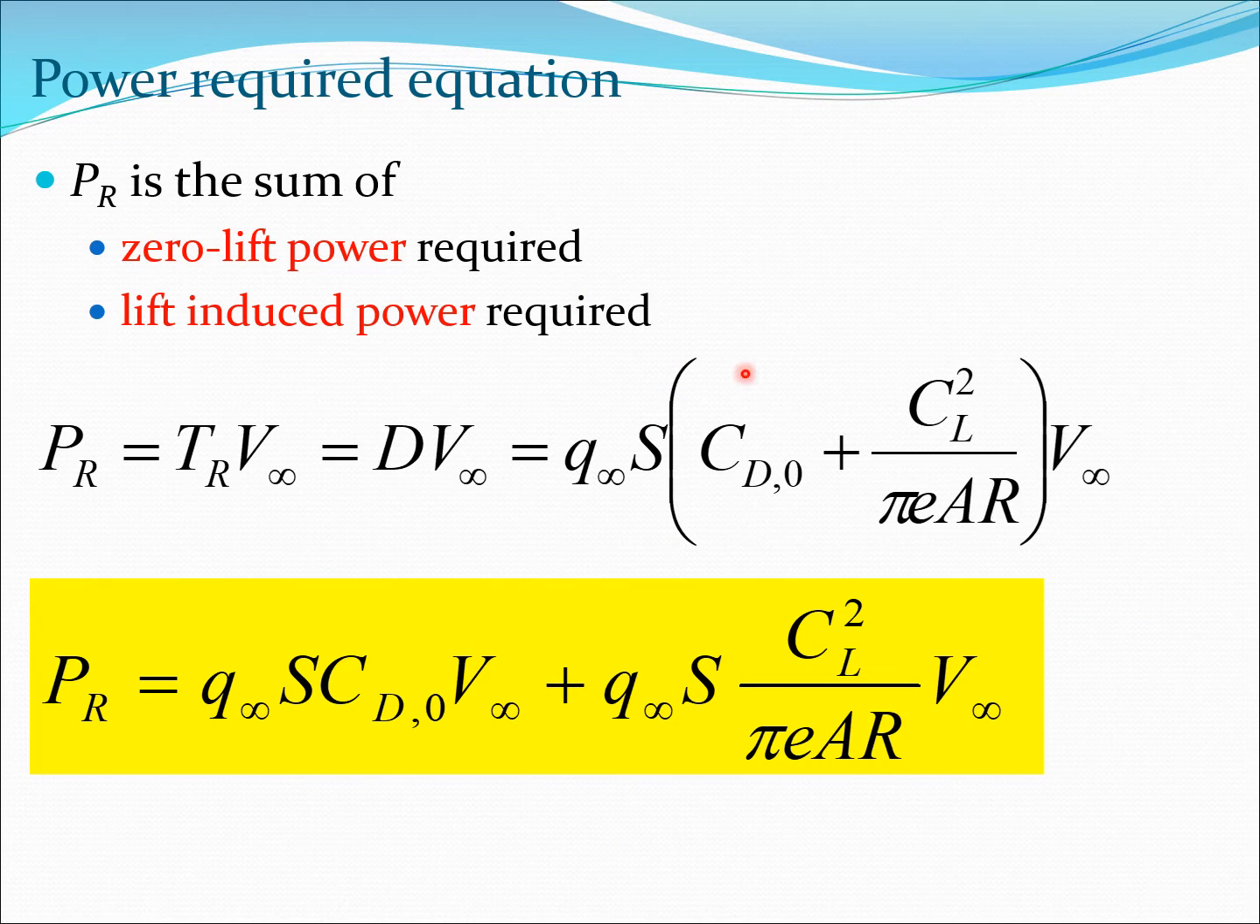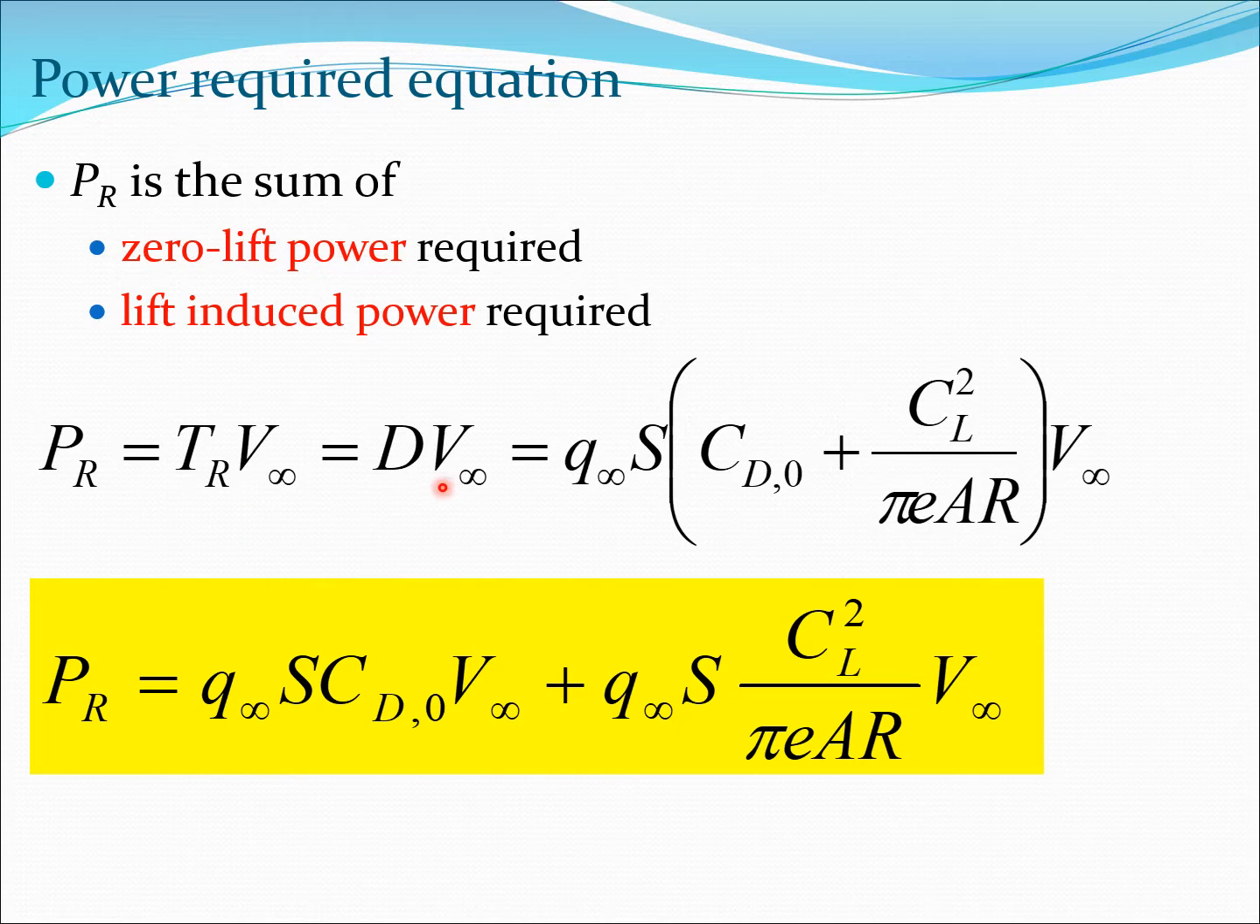Now this was a very qualitative look at this power required problem. So next what we'll do is we are going to take a quantitative look based on equation. So we see that power required is a sum of the zero lift power required and the lift induced power required, and this comes from the fact that I can write PR is TR into V infinity, which means this is drag into V infinity.